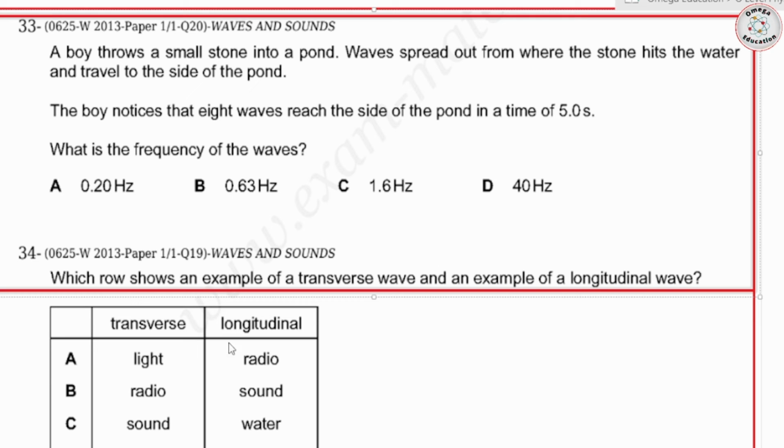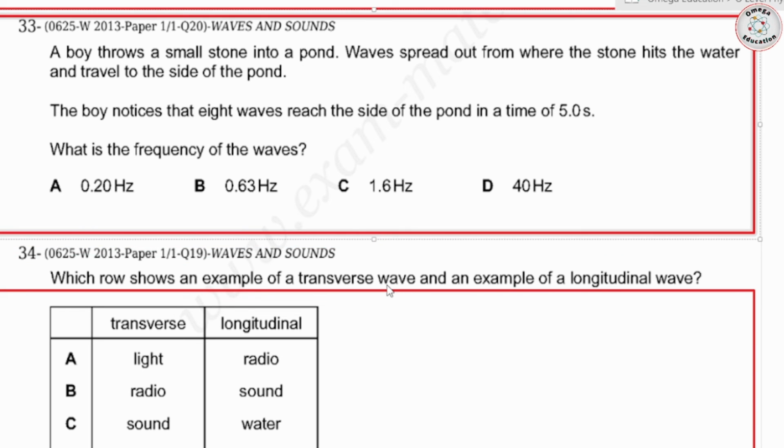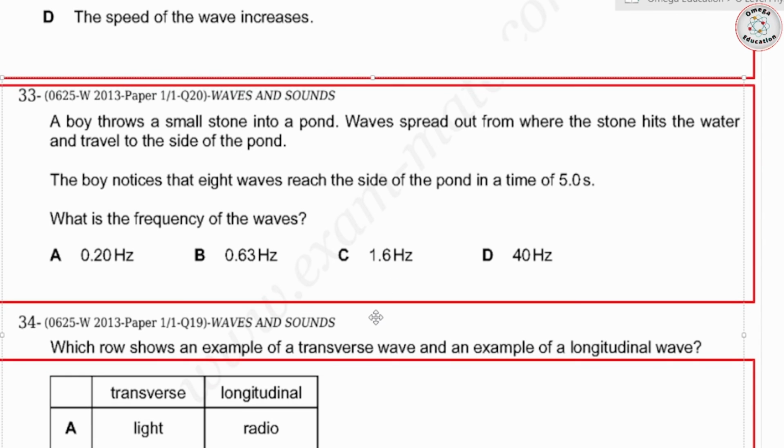All right, moving on to the next one, question number 33. A boy throws a small stone into a pond. Waves spread out from where the stone hits the water and travel to the side of the pond. The boy notices that 8 waves reach the side of the pond in a time of 5 seconds. What is the frequency of the waves?